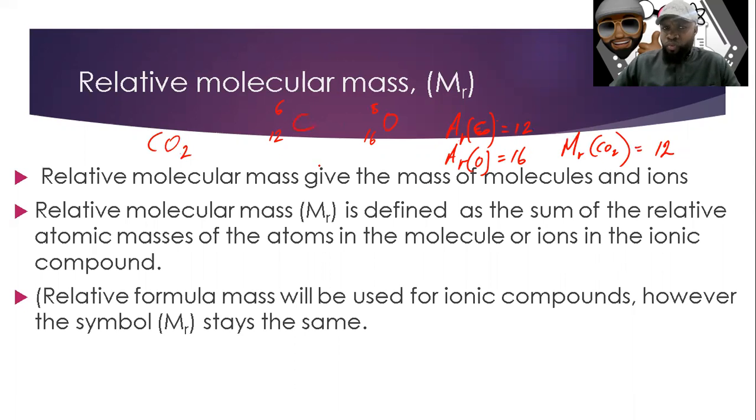12, that is for my carbon, plus 16, that is for my oxygen, but I've got 2 oxygens, so I've got to multiply that by 2. So that would give me 44. 16 times 2 is 32, 32 plus 12 is 44. So my relative molecular mass for carbon dioxide is 44. It's the sum of the relative atomic masses of all the elements present in that molecule.